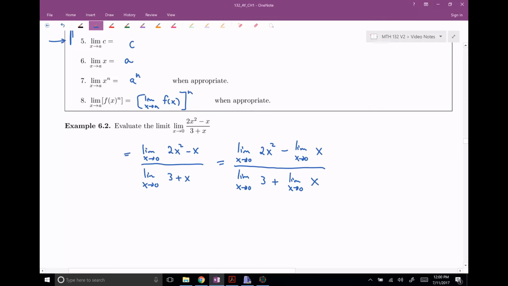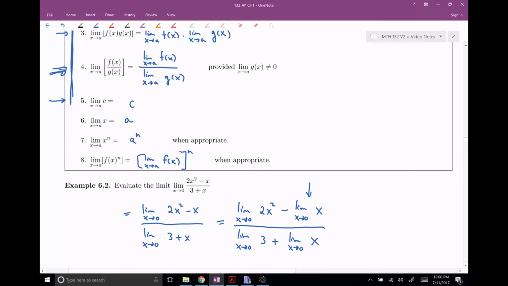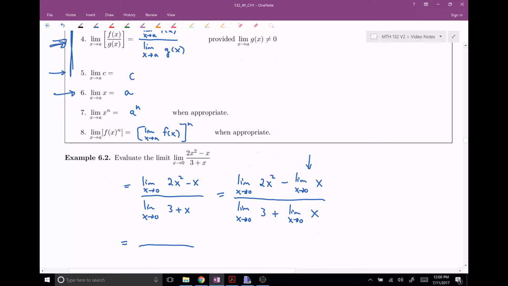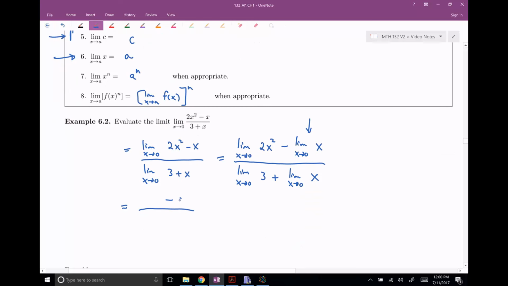Next up, some of these can be evaluated already. In fact, let me go ahead and evaluate them. For instance, this one right here, the limit as x goes to 0 of x, we have a limit law for that. That's number 6. So as x goes to 0, what does x go to? Well, 0. Likewise, here in the denominator, the limit as x goes to 0 of x is going to be 0. What about the limit as x goes to 0 of 3?